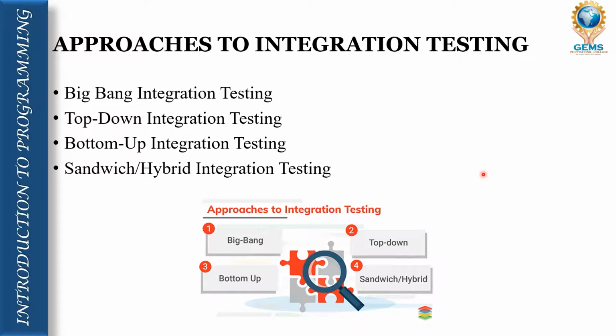Now, approaches to integration testing. We have four basic approaches to integration testing. What are the four basic approaches? Big Bang integration testing is one approach used for integration testing. Second, we have top-down integration. Top-down means starting from the top of the program and going towards the bottom, that means a decreasing order. Top-to-down integration testing means testing will start from the top and go down. Third, it is bottom-up. That means it is an increasing order.